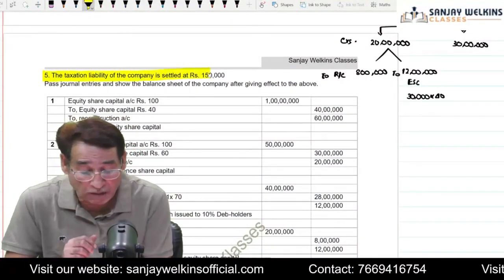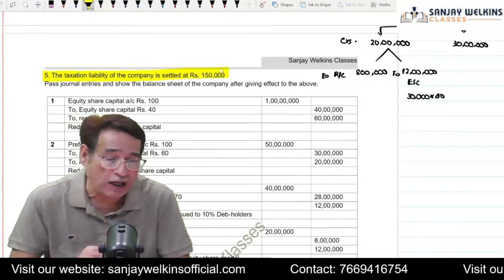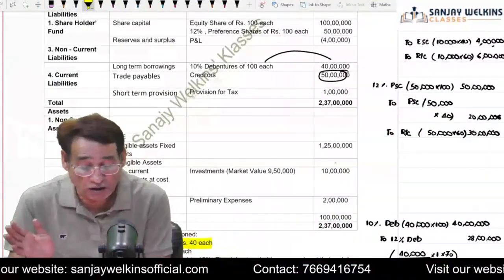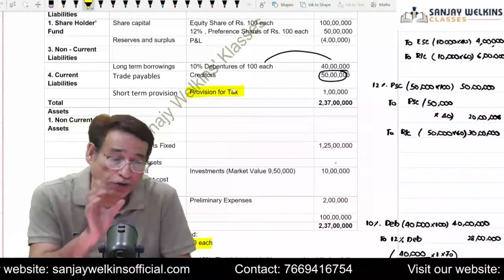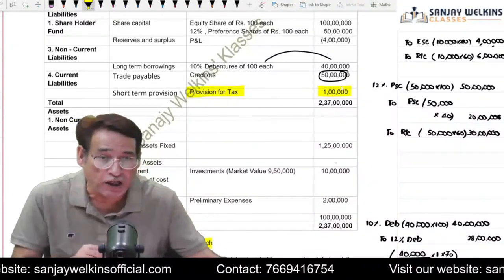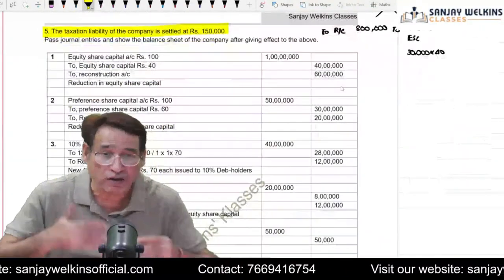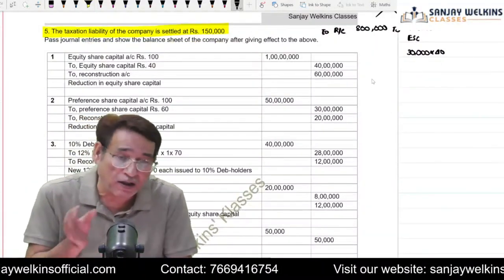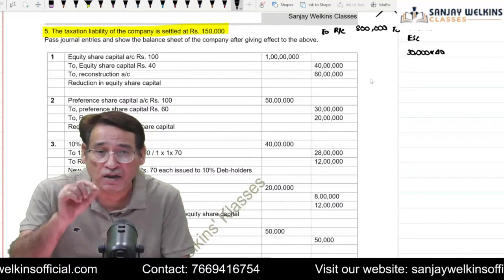The taxation liability of the company is settled at 1,50,000. Now, if you look into the balance sheet, you'll find that under the short-term provisions, we have written provision for taxation and the amount given is 1 lakh. First of all, the question is telling that your liability is increasing. If your liability is increasing, that is considered as a loss.